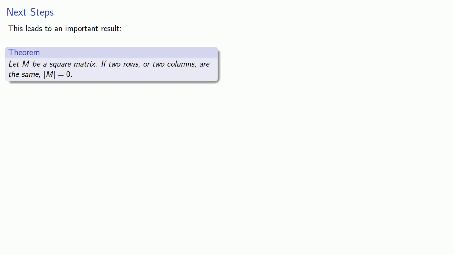This can be generalized and leads to an important result. Let M be a square matrix. If 2 rows or 2 columns are the same, the determinant of M is equal to 0. But what if the rows and columns are different? We'll take a look at that next time.